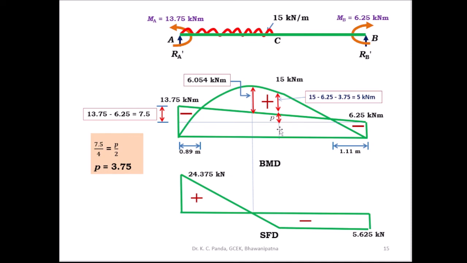Then after knowing the P, so you know this portion 6.25, 3.75. So from this total, the total is 15 kilonewton meter, 3 BMD. So from this total, you deduct this portion, then you get the positive moment at C. So positive moment at C is equal to 15 minus 6.25 minus 3.75 is equal to 5 kilonewton meter. So this is the positive moment at C. So this is the final bending moment diagram, and this is the final shear force diagram.